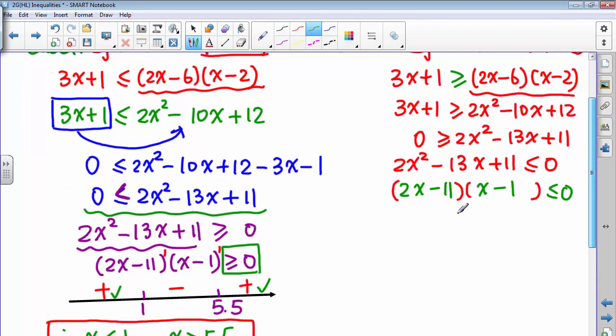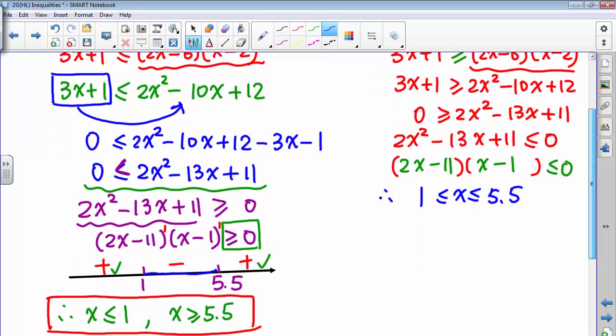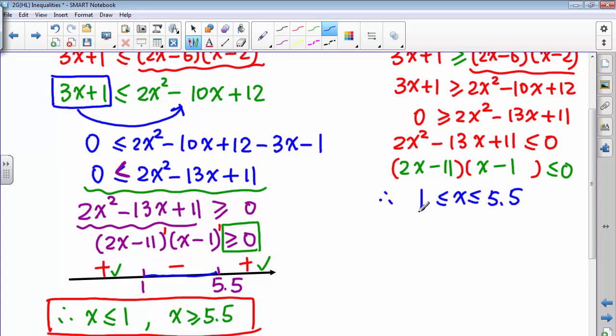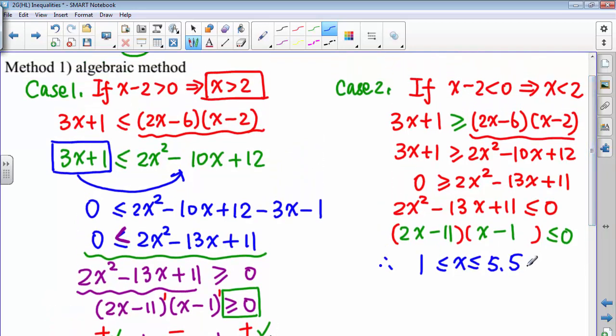But in case 2, on the number line, I need to look for the x values which can make this one negative. So I need to choose the negative interval. So it's between 1 and 5.5. And make sure that you put down the equal sign for 1 and 5.5, because both of these two 0 points can be included in the solution. And you also need to know, we got this one based on this condition.